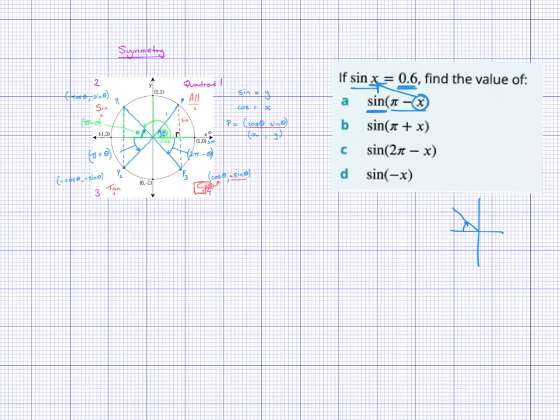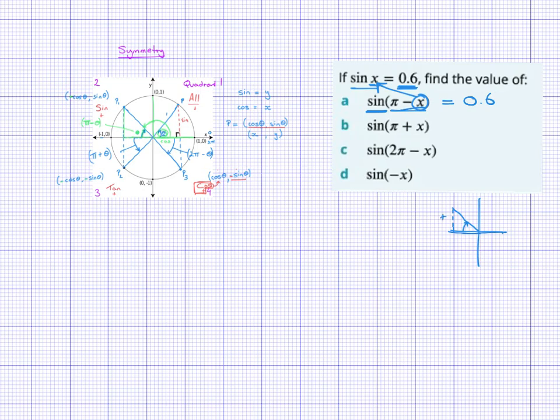What changes in quadrant 2 is that the sine value is positive and the cos value becomes negative. Because the sine value stays positive, I know that the sine of pi minus x is the same as in quadrant 1, so it stays as 0.6. The sine value is this vertical height, and you can see that it's above the x-axis, which is a positive y value.